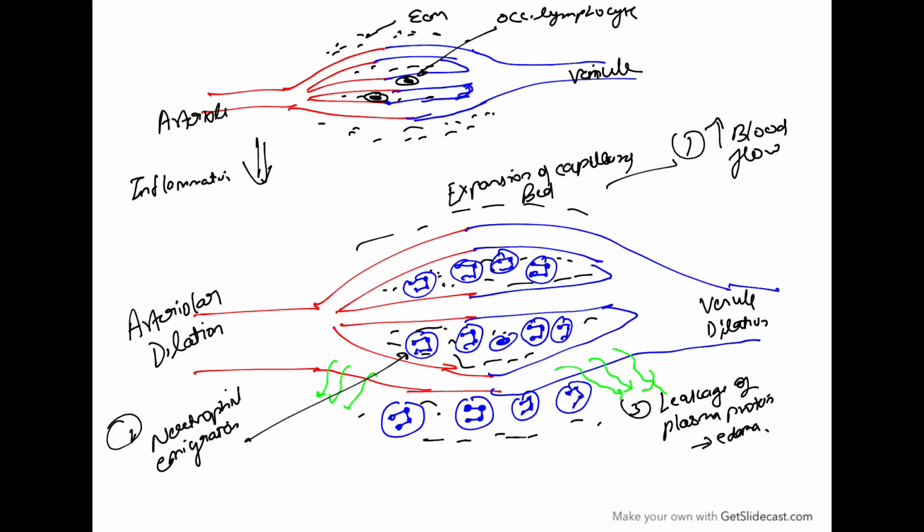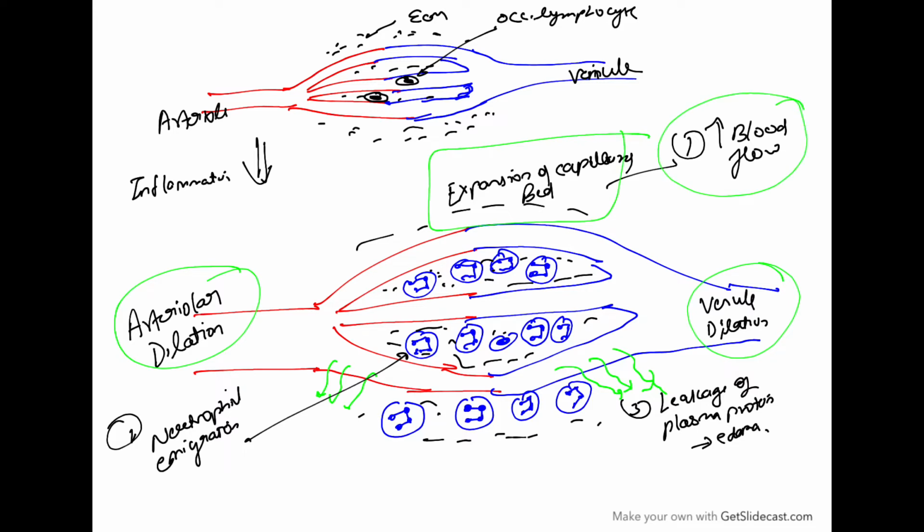Now we can see this in this diagram. First thing we can see over here is the arteriolar dilation and venular dilation, leading to the expansion of the capillary bed, and it increases the blood flow. The first event is this. Then we can see the neutrophil emigration outside the vascular space. And third is the leakage of the plasma protein and edema. So these are the three major things which happen in acute inflammation.